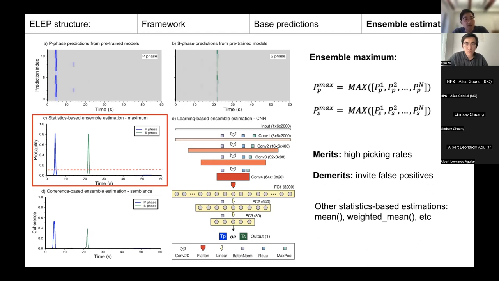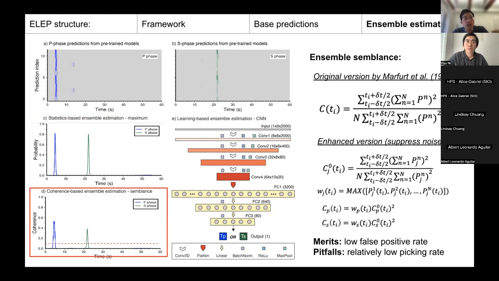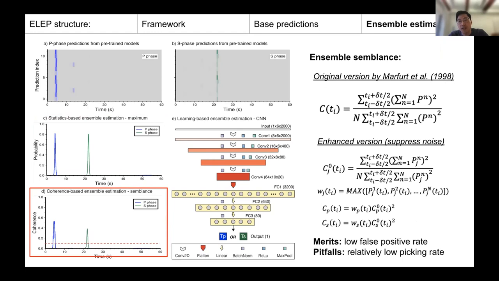A more conservative choice is to do semblance. Semblance tries to measure the continuity across different prediction results. It was originally proposed by Marfurt in 1998 to detect boundaries, horizons, and faults in seismic profiles for interpretation. We made two modifications in the enhanced version to try to suppress the noise. We add weights by taking the maximum probability, and we also apply a power of two to enhance the signal to some extent.